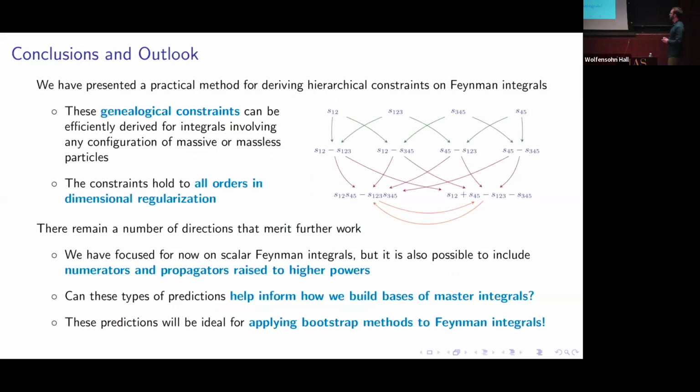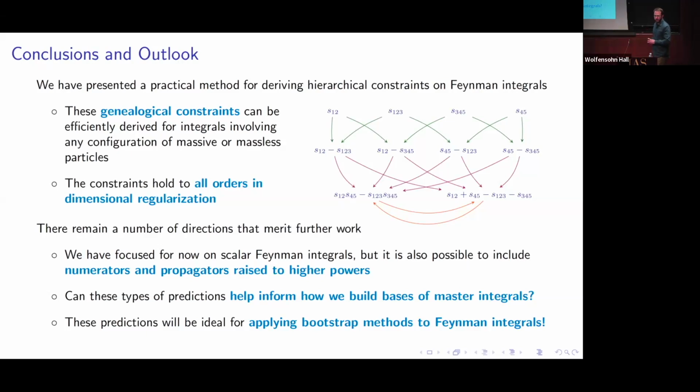So we've presented a new practical method for deriving hierarchical constraints on Feynman integrals. And these genealogical constraints can be efficiently derived for integrals involving any configuration of massless or massive particles and hold to all orders in dimensional regularization.